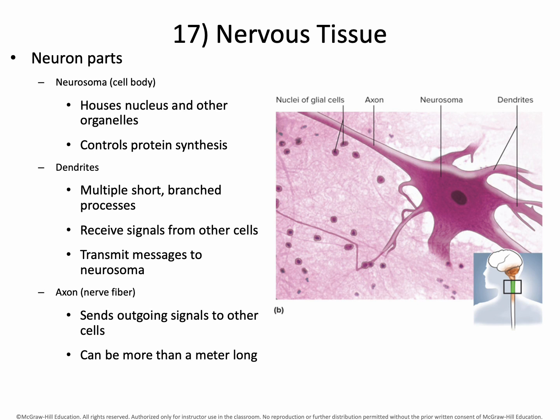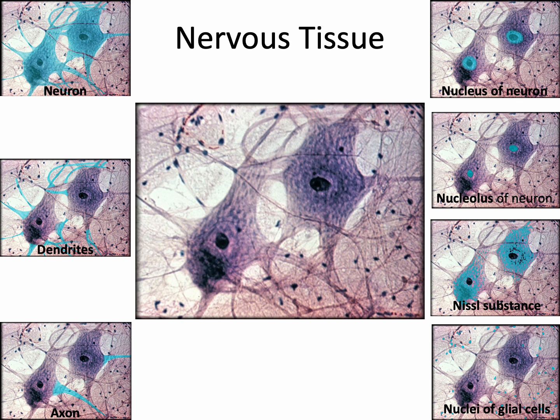So again, with the neuron, we'll look more in detail at the parts later, but they have an axon, which carries the signal away to other cells. Dendrites are short and they carry the signal to that cell, and the soma, or the body, sometimes referred to as a neurosoma, is the body of the neuron. So here you've got two large neurons and the various neuroglia nuclei you see around them.